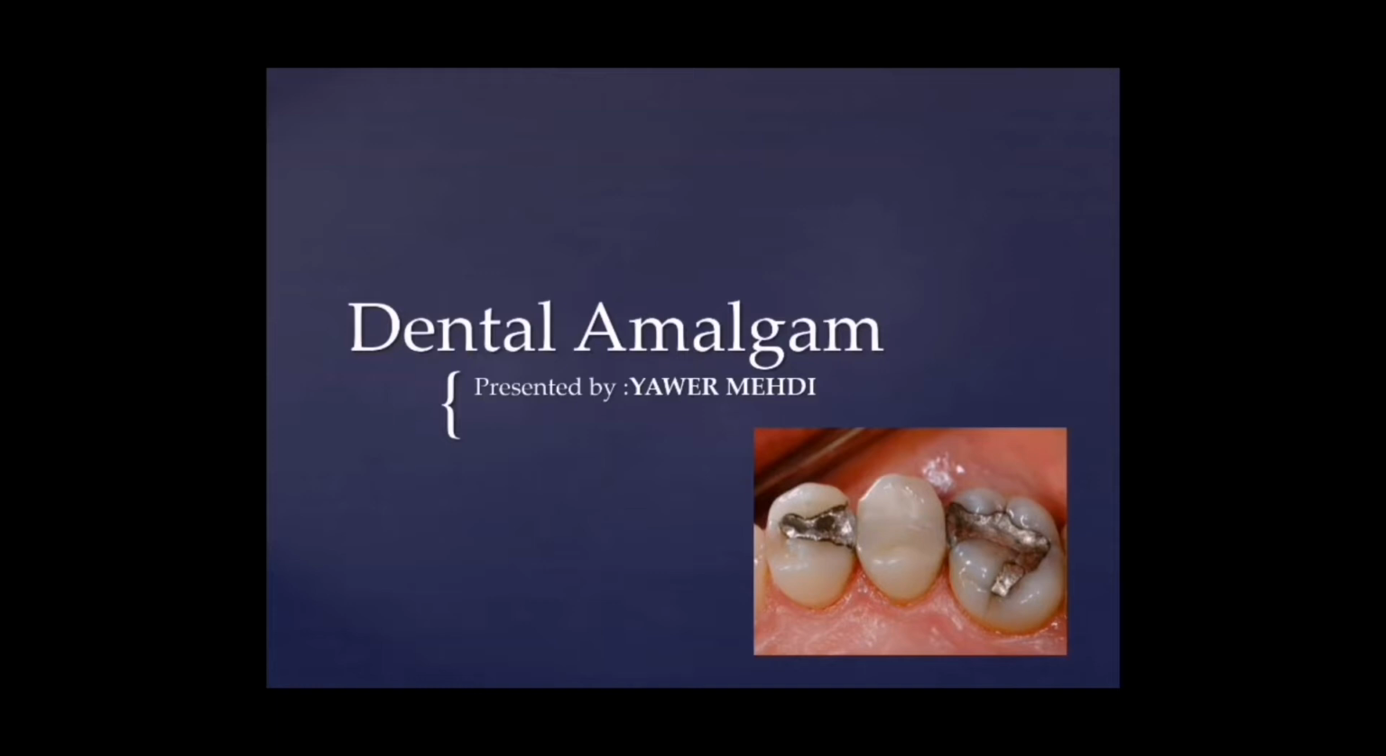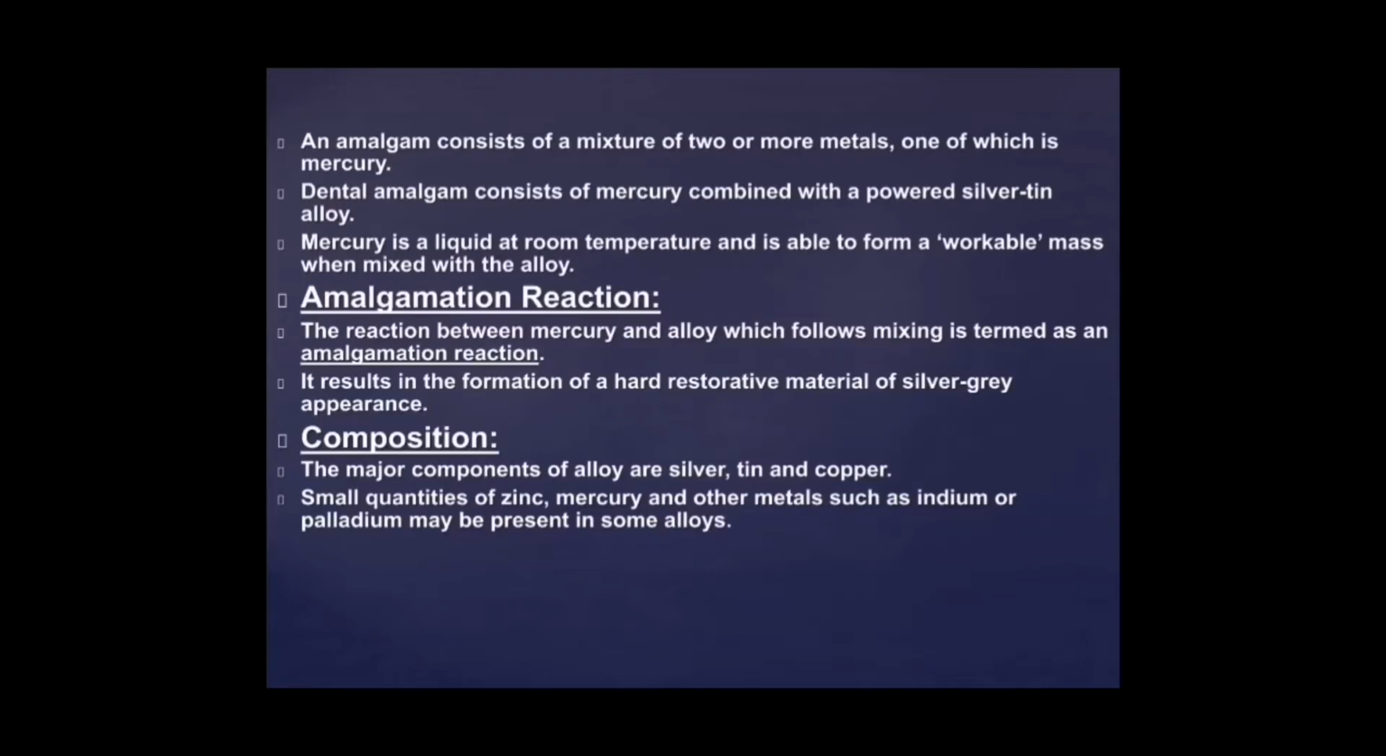Dental amalgam is a tooth-colored restorative filling material. What is an amalgam? An amalgam consists of a mixture of two or more metals, one of which is mercury. Dental amalgam consists of mercury combined with a powder silver tin alloy. Mercury is a liquid at room temperature and is able to form a workable mass when mixed with the alloy.